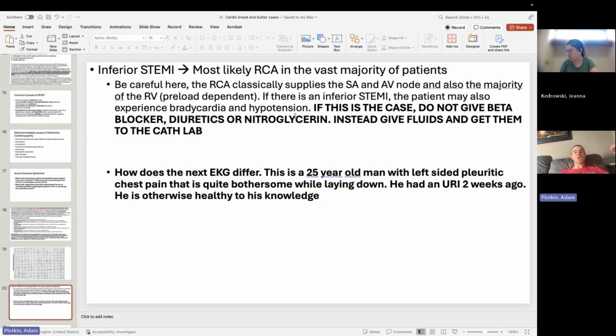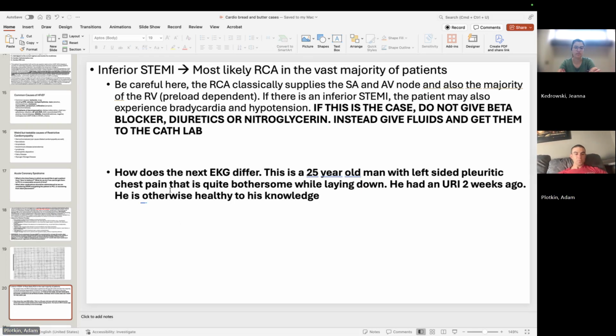So a classic question for inferior STEMI with bradycardia and hypotension, you give them fluids before you go to the cath lab, right? They're preload dependent, so you give them the fluids that they're missing, right? You pump the right side of the heart full of fluid, right? Does that make sense? Yeah. Right. Classic question. I've seen that at least 10 or 15 times in my prep. So it very well could show up.